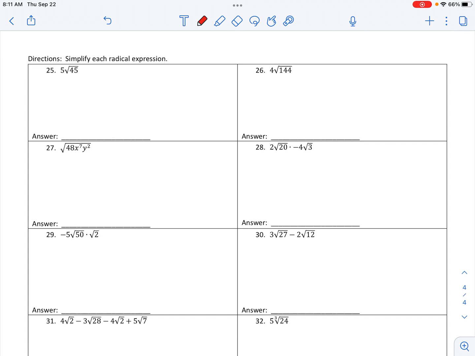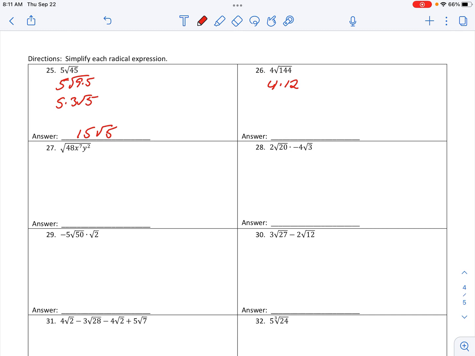45, take your 3 off to the side. Okay. And when I get that, I get a 9 that's gonna be hiding there. So when you do that, 9 is 3 and 3. So I bring out that. The answer should have been 15 square root of 5.